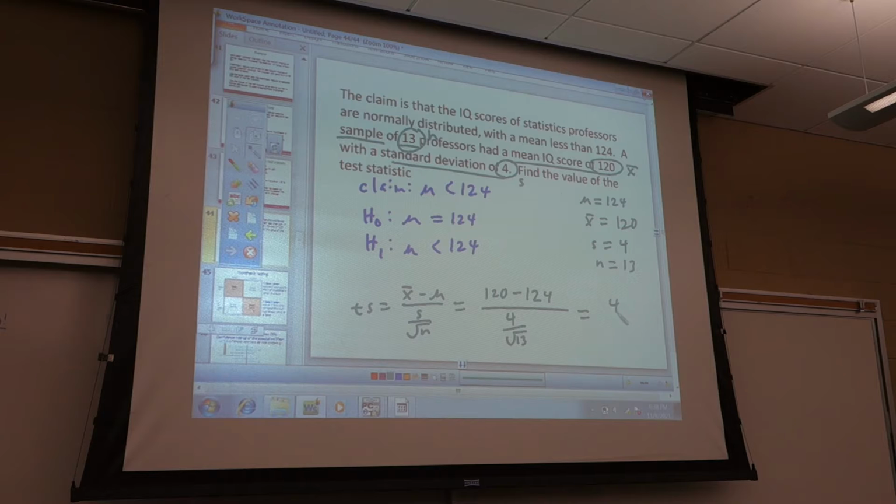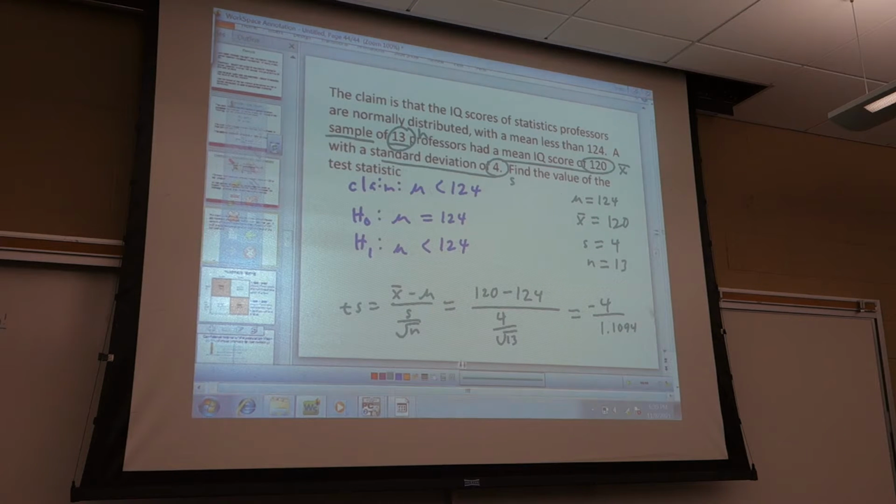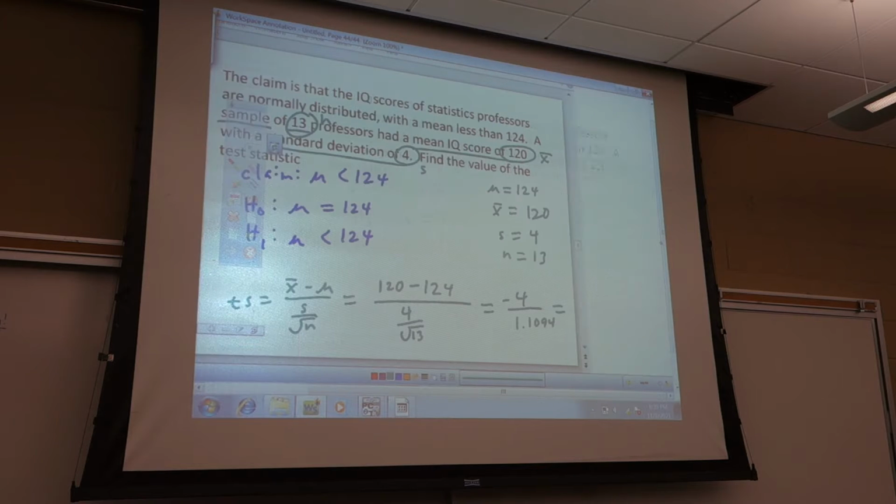Find the top and the bottom separately. So 4 divided by square root of 13, anybody have that offhand? Oh, yeah, I got negative 0.277. Oh, before that, the bottom part. So I got 1.1094. Great, that'll work. And then if I solve that out, I will get negative 3 something. Isn't it 3.61? Yeah. Okay, that's right. Good.